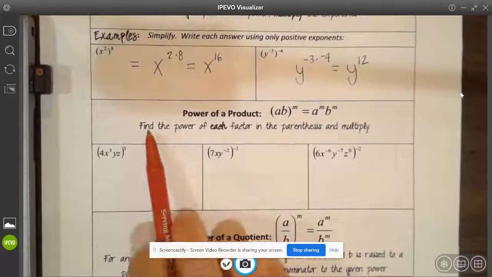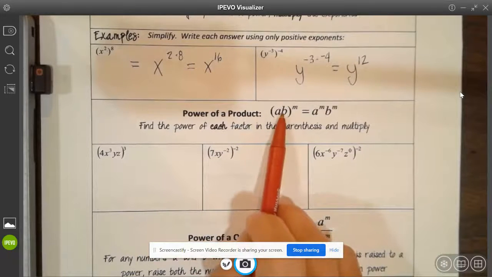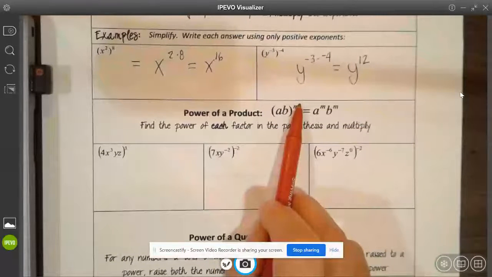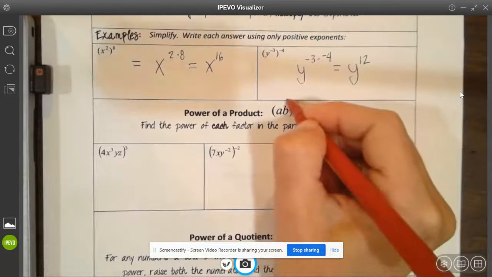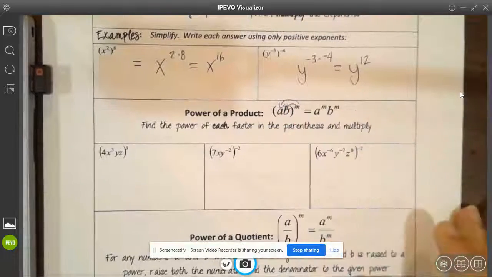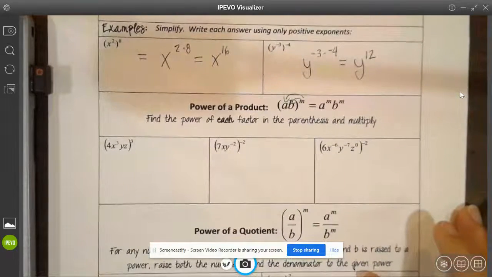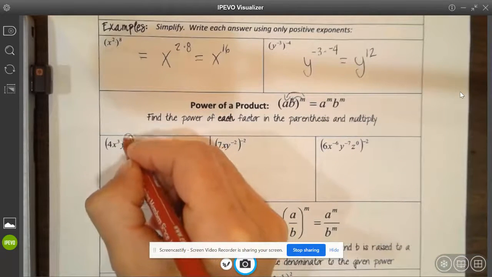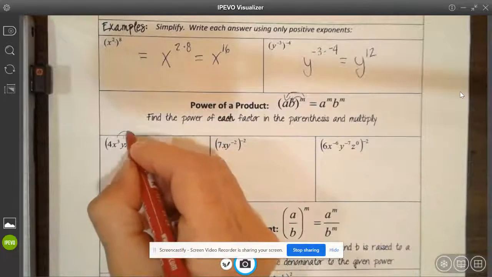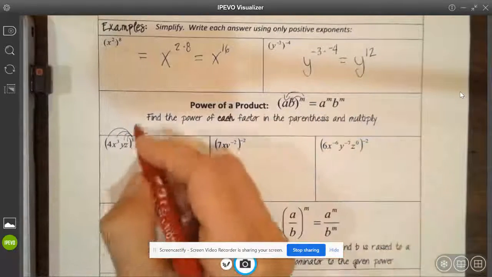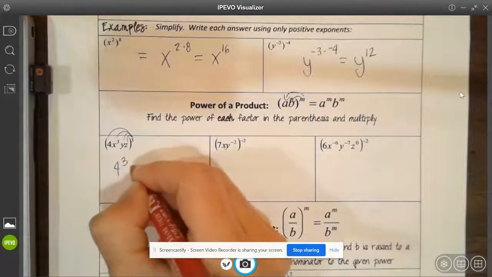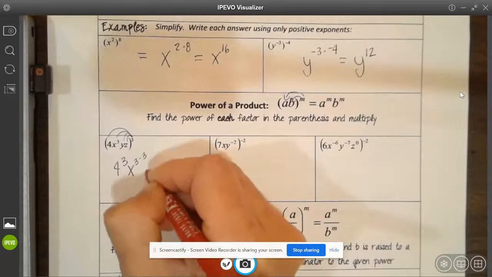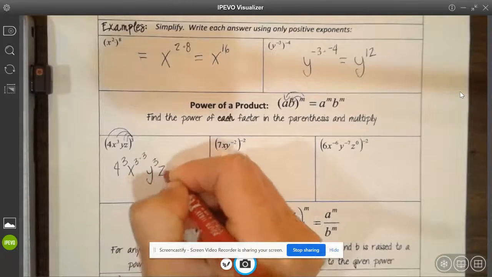So power of a product. A product means multiplication, so the terms inside are being multiplied and then raised to a power. So what happens is that this exponent distributes to each of the terms inside the parentheses that are being multiplied. Notice this 3 distributes to the z, to the y, to the x, and also to that 4. So that would be 4 to the power of 3 times x to the power of 3 times 3, y to the power of 3, and z to the power of 3.